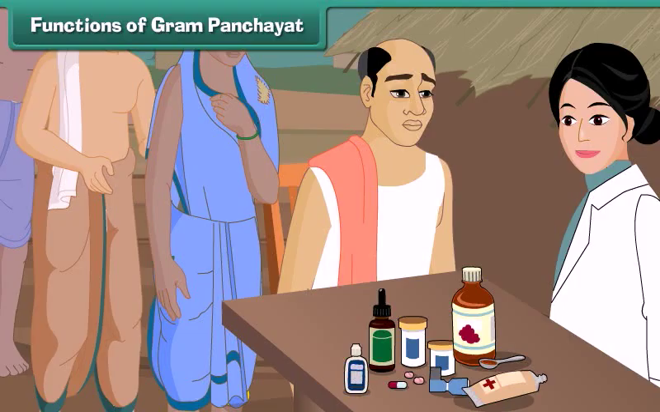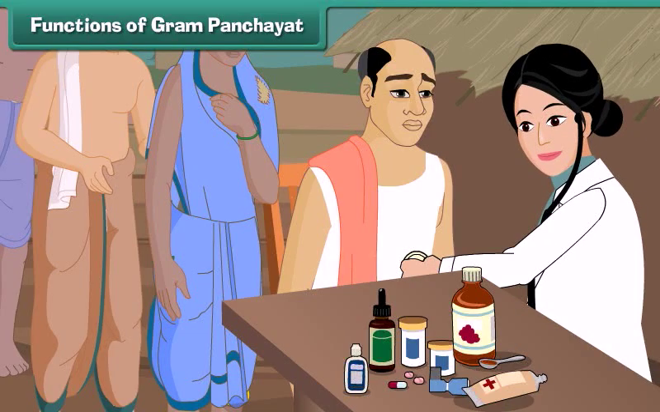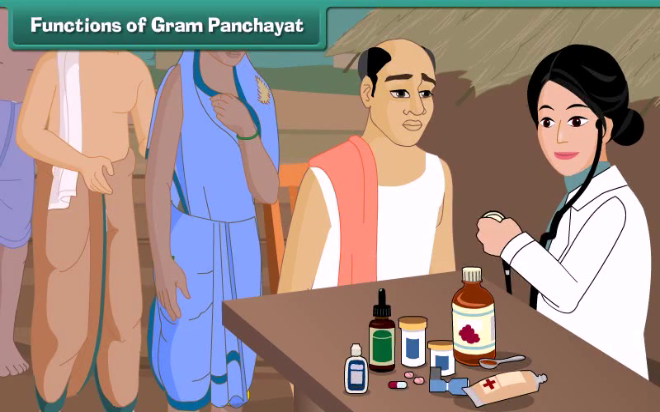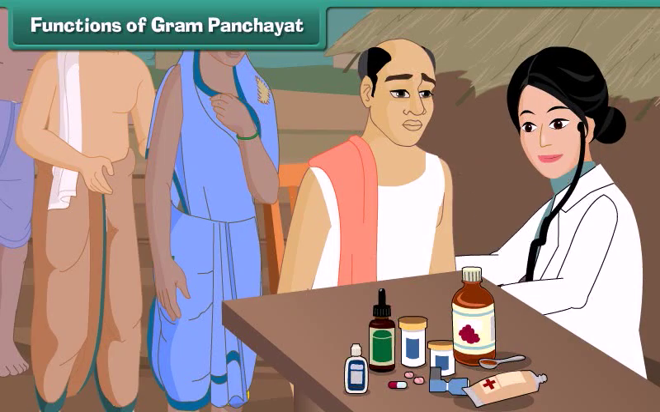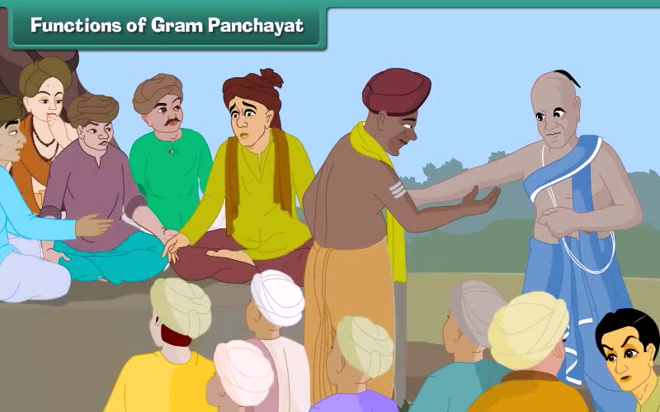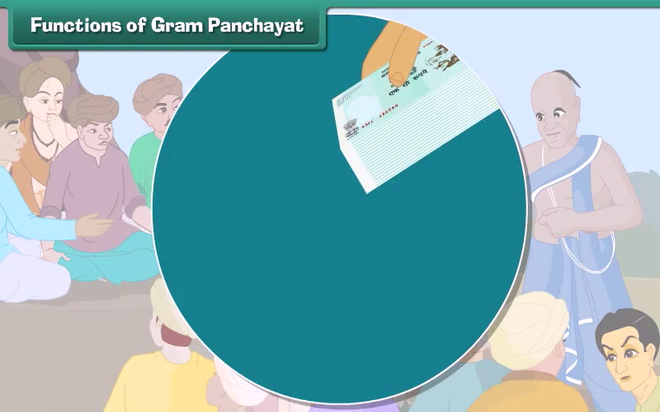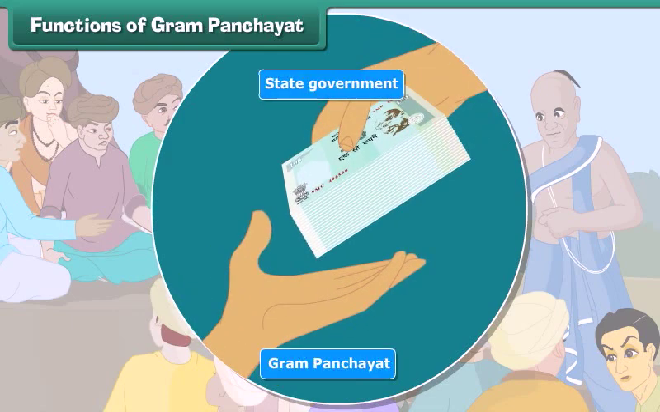Functions of Gram Panchayat. The Gram Panchayat provides facilities for maintaining public health and hygiene and organizes health programs for its people. It also maintains law and order in the village. For performing all these functions, the Gram Panchayat receives funds from the state government.